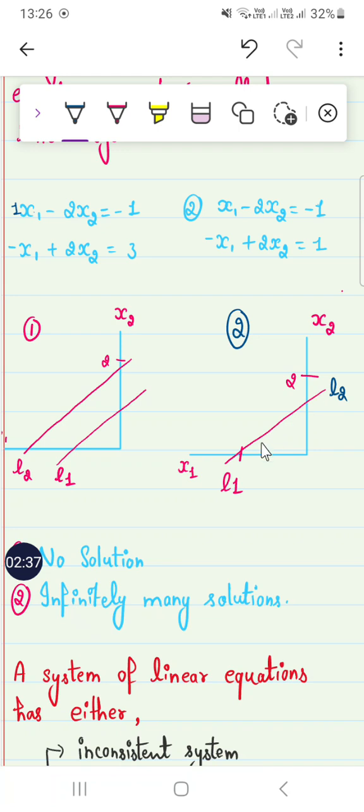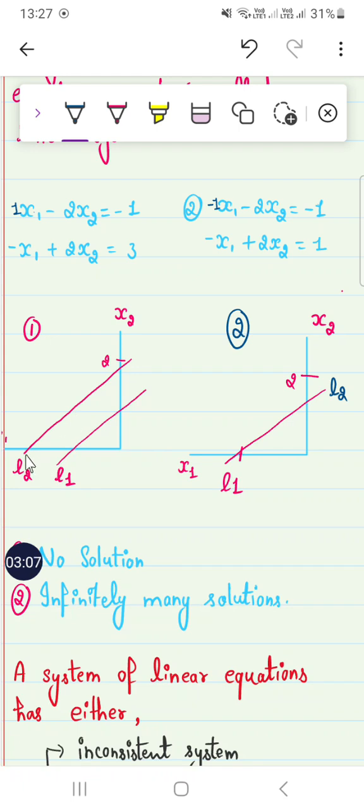How do they overlap each other? After solving this, right? Because when you take minus 1, it is minus of x1 plus 2x2 is equal to plus 1, right? So both become the same. There exists only a difference of scalar minus 1, so both are overlapping each other, right? Now this linear system has no solution.